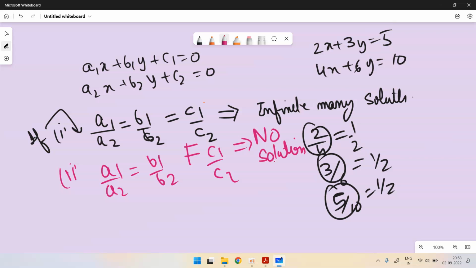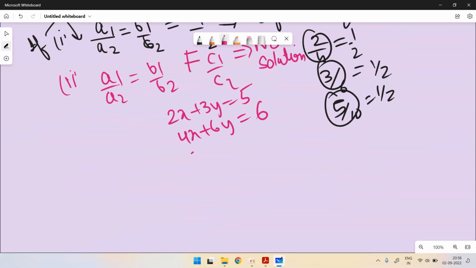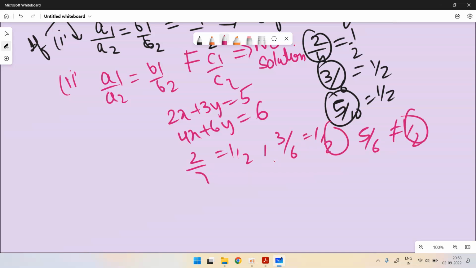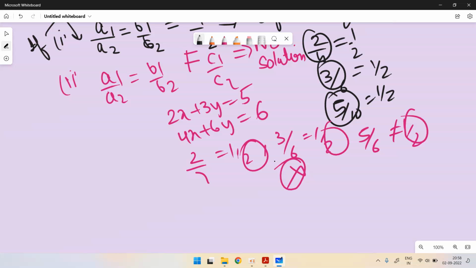Because, again taking 2x plus 3y equal to 5, and if I write 4x plus 6y equal to 6, then if you see, 2 by 4 is 1 by 2, 3 by 6 is also 1 by 2, and 5 by 6 is not equal to 1 by 2. For this type of equation I will not be getting any answer. Why? Because if you plot the graph of this, these two will be exactly parallel to each other, and since they will never meet, there will be no solution. There will be no solution for this type of equation.